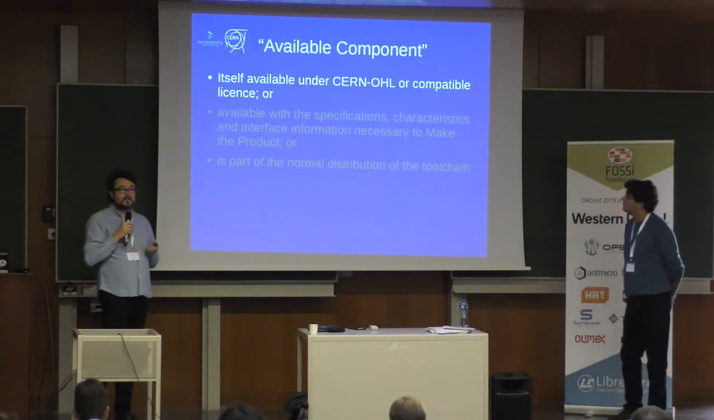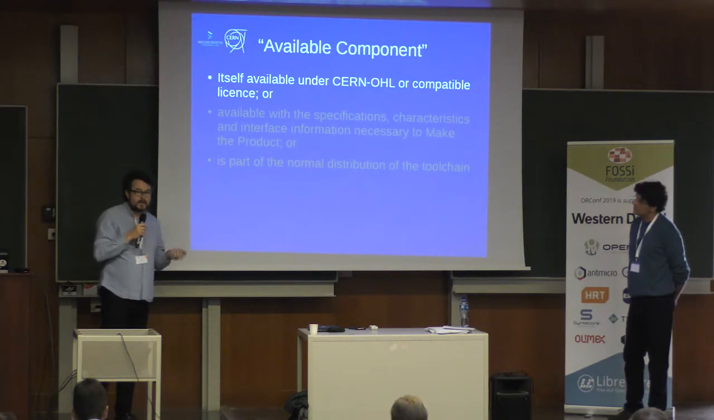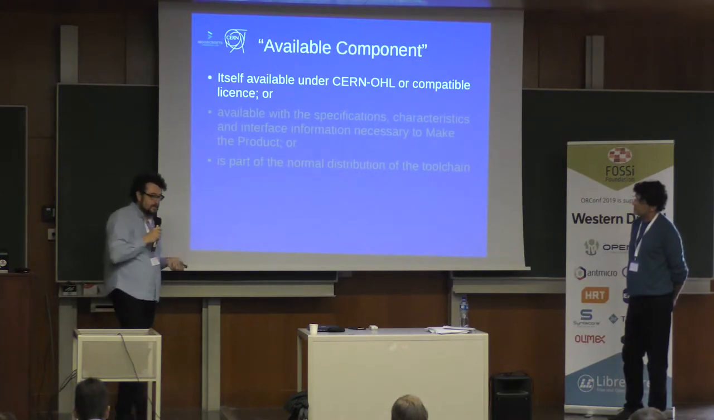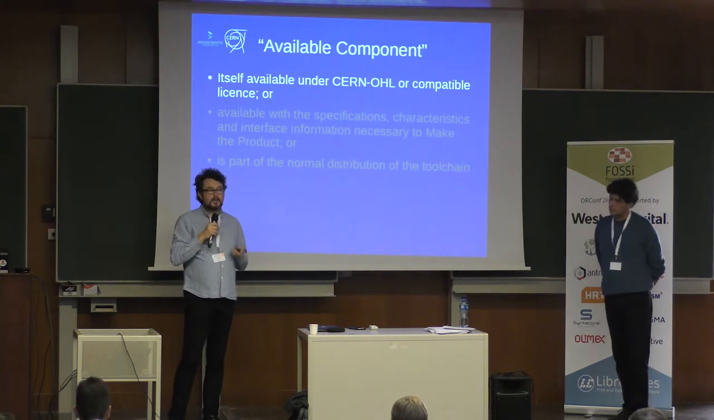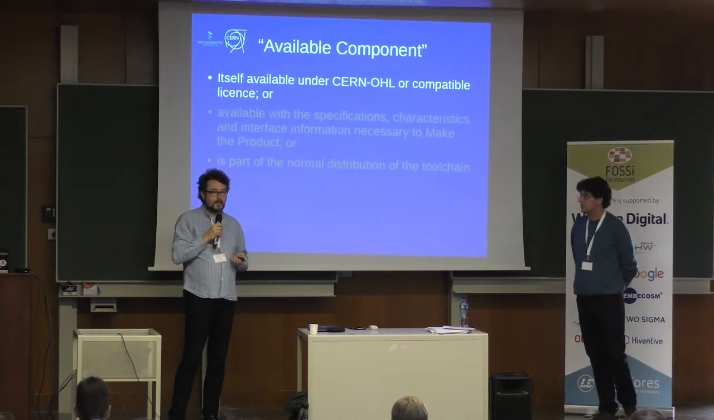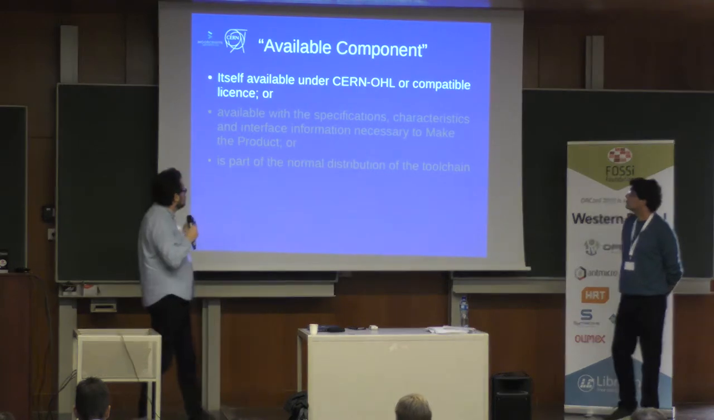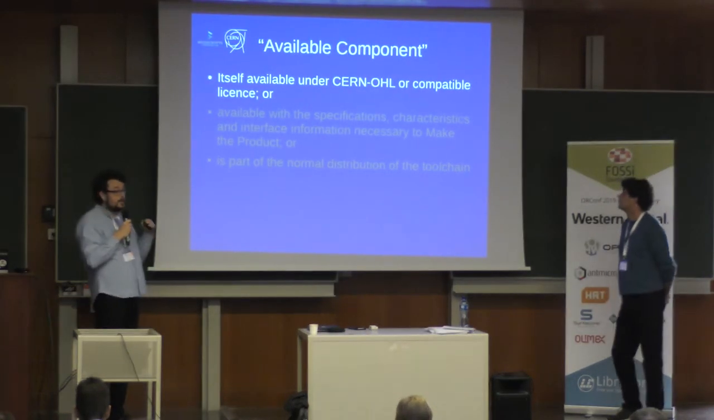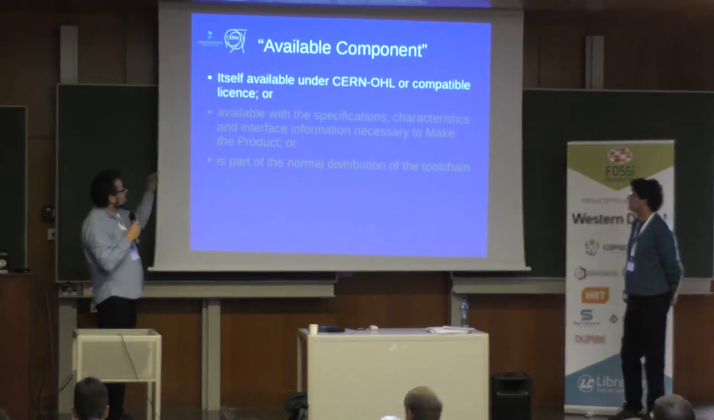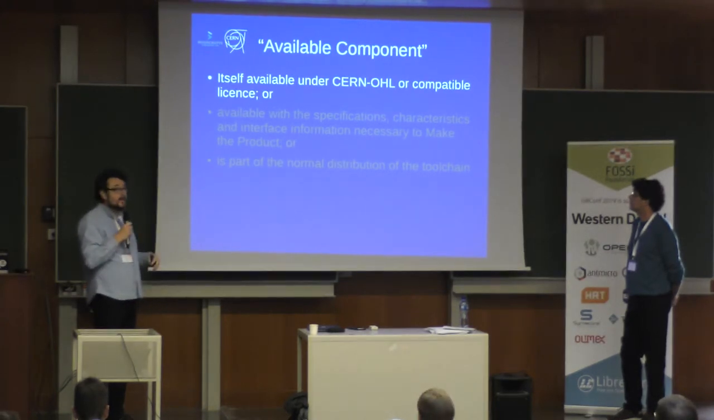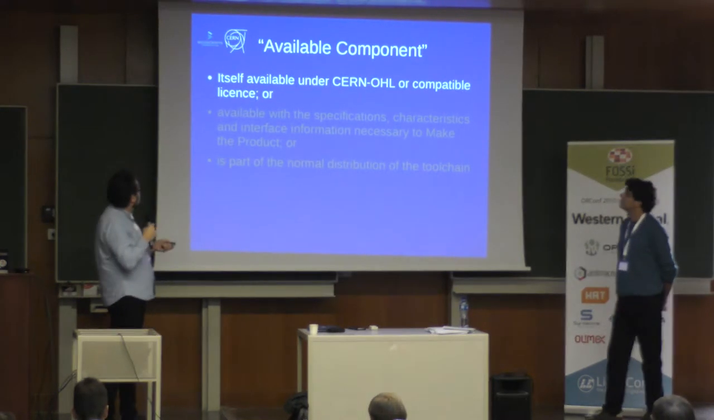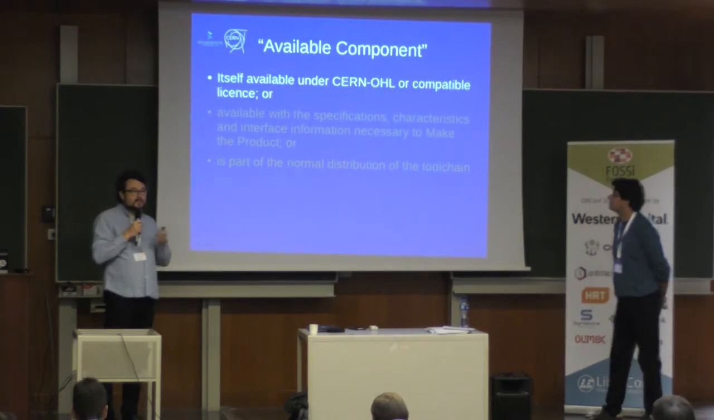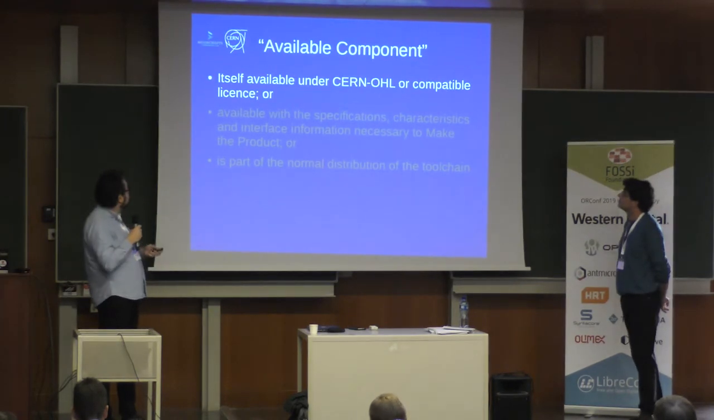And a compatible license is basically any license that you can treat as being the CERN OHL. So something like Apache, Solderpad, MIT, BSD, you could treat something licensed under those as treated under the CERN OHL if you want. So any component which is available under those licenses is an available component. And if you recall, that means that you do not have to provide the complete source for that particular component. All you have to do is provide the relevant interfacing information for it.